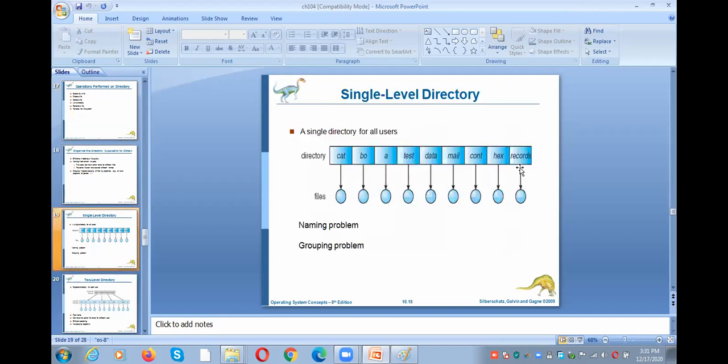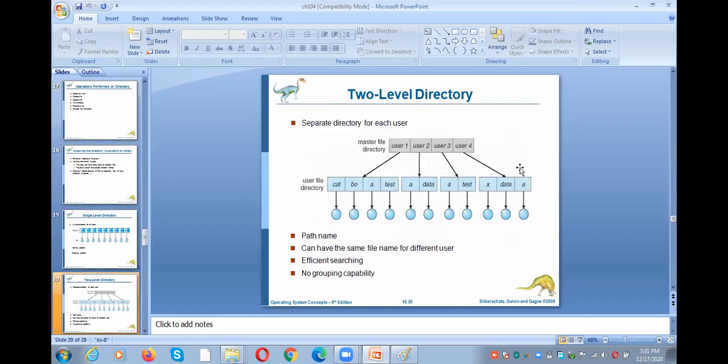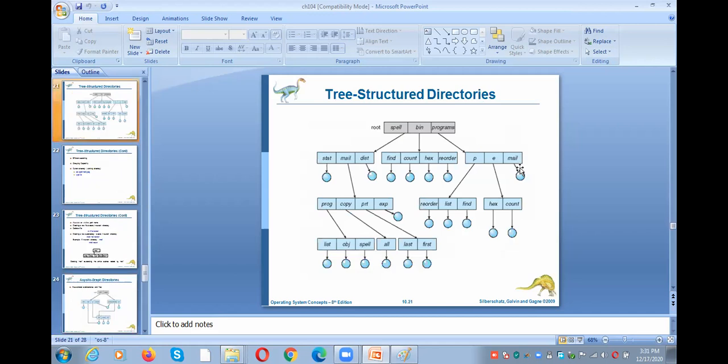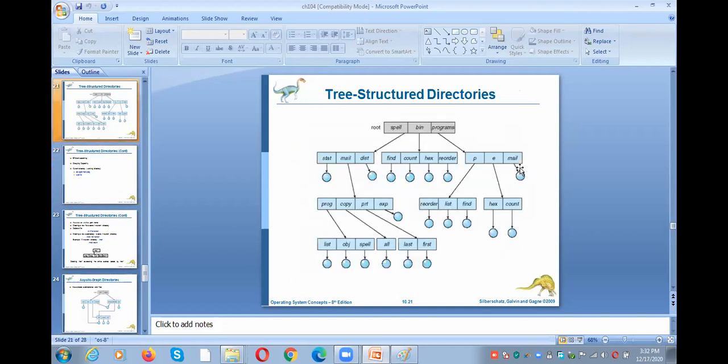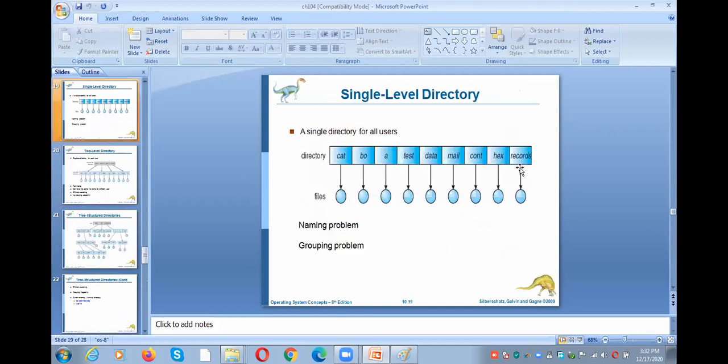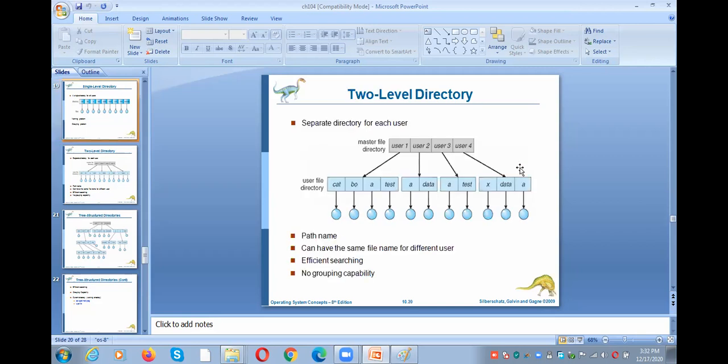And next, there are four types of directories: single level directory, two level directory, tree structured directory, and acyclic graph directory. Each and every one has its own advantages and disadvantages. Single level directory is very simple to organize and maintain, but the problem is the naming problem. That means two users should not have the same file name. And next, the grouping problem means similar files cannot be grouped into one directory. Why? Because there is only one directory for all the users. So that is the problem with the single level directory.